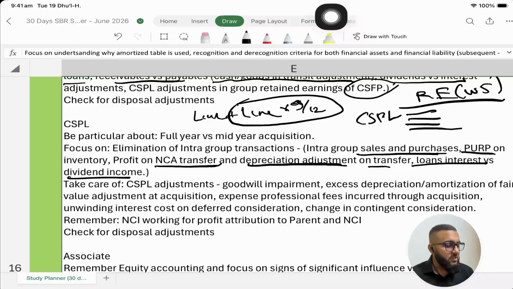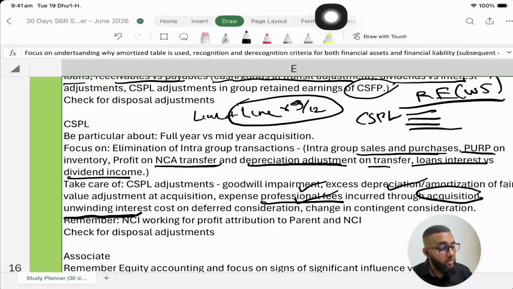Take care of CSPL adjustments: goodwill impairment, excess depreciation, amortization, fair value adjustment at acquisition, and expensing professional fees incurred on acquisition. During acquisition, if there are any professional fees incurred, such as broker fees, you are going to expense that. Unwinding interest cost on deferred consideration is also going to impact the CSPL. So you have to take care of these CSPL adjustments that have an impact because of the acquisition.